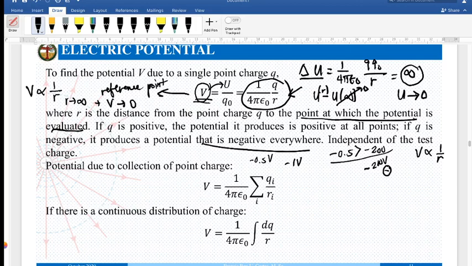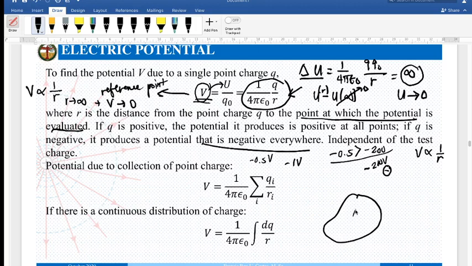That is the easiest task for electric potential. If there is a continuous charge distribution, same as with the electric field, we will just get the integral of the small contribution of your dq divided by r. So your dq produces a potential at a point.